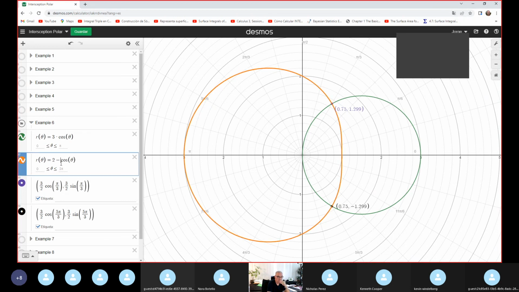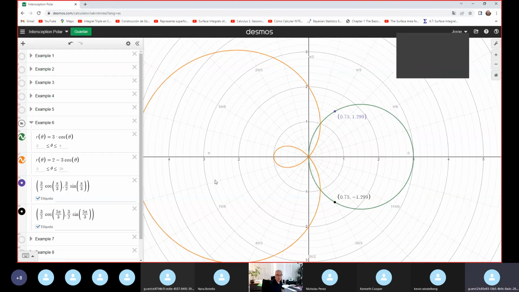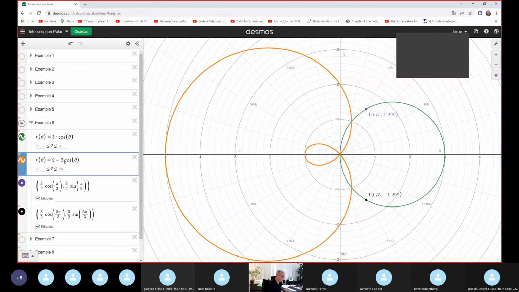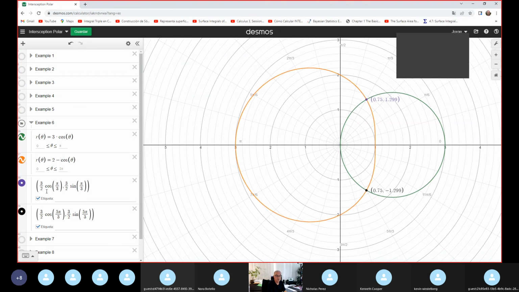See, however, if I change this, for example I put 3 here, look at the effect. Bam. Do you see the inner loop? Yes. But no problem. I put only 1 here, I delete these 3, and it's without inner loop. And the famous points are this and this. Look: 3/2 cosine pi over 3, comma 3/2 sine pi over 3, and 3/2 cosine 5 pi over 3, comma 3/2 sine 5 pi over 3. End of the story.